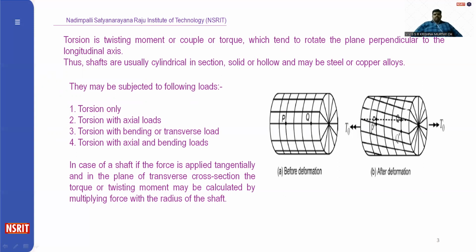These we can generally see in cylindrical sections, solid or hollow, which may be of steel or copper alloys, and these are subjected to the following loads. One is only torsion load, torsion with axial loads, torsion with bending and transverse loads, and also with axial and bending loads. If you see this, before the transformation, the positions of P and Q are like this. After applying the twisting moments, the positions are changed to P dash and Q dash.